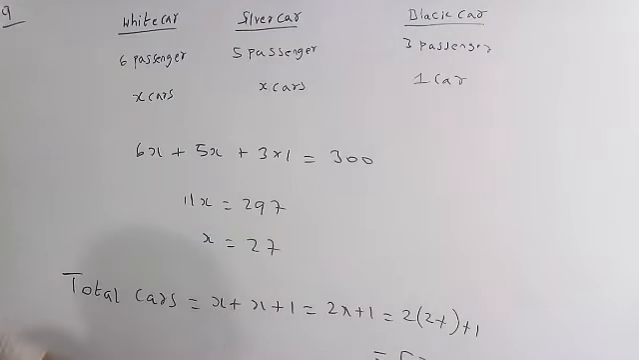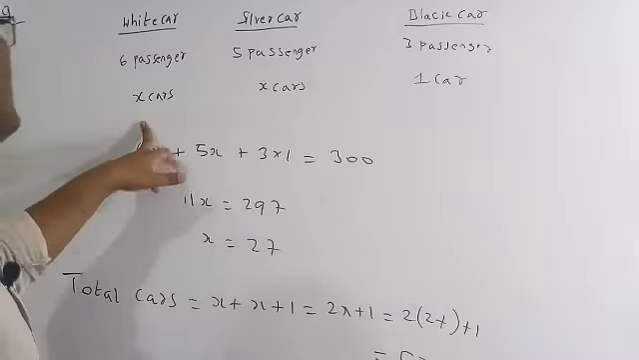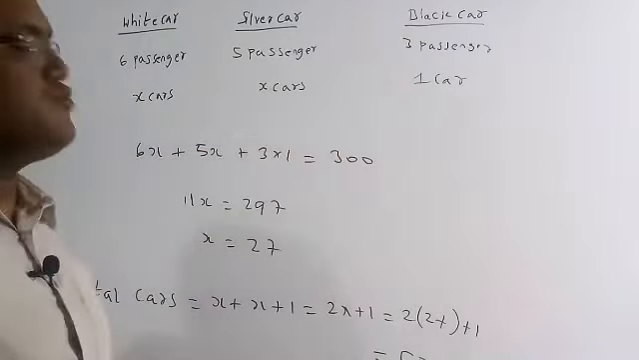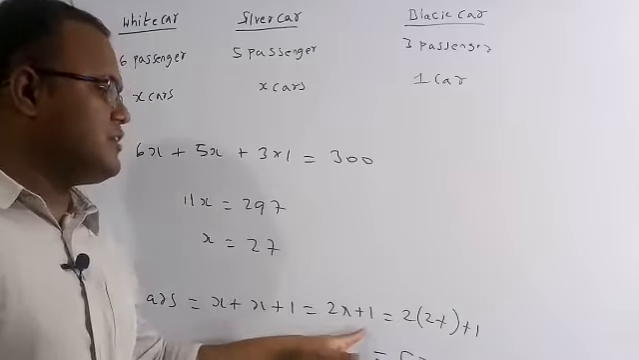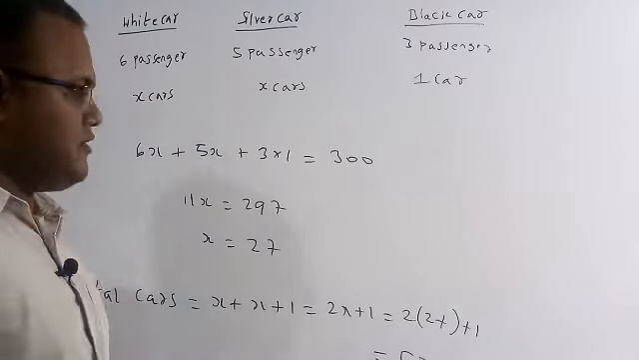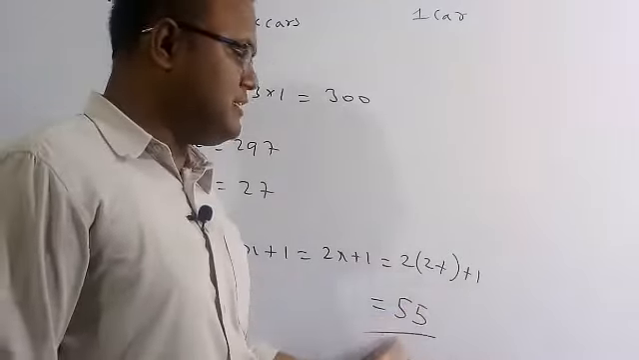Here x is equal to 27, but we need to find the total number of cars available. The total cars are x white cars, x silver cars, and 1 black car. So it is x plus x plus 1. In place of x substitute 27, so 2 into 27 plus 1 is 55.